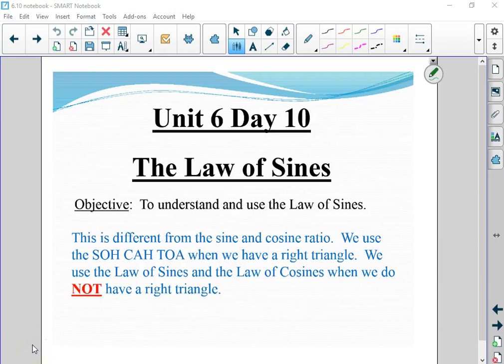So far, everything we have been doing in here has been based on right triangles, which is great. SOHCAHTOA is a wonderful tool and way to deal with right triangles, but right triangles are not the only triangles in the world that we will see. So we needed another way to deal with other triangles. And today we're going to be learning about the law of sines. The law of sines and law of cosines, which we'll be getting to, is for triangles that are not right.